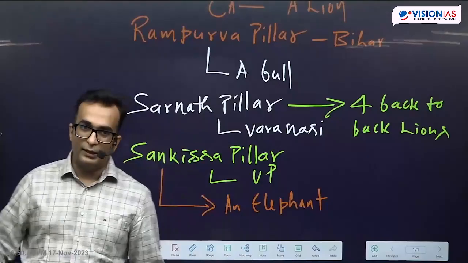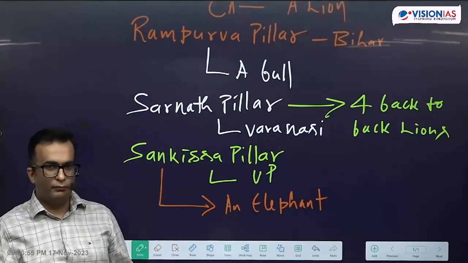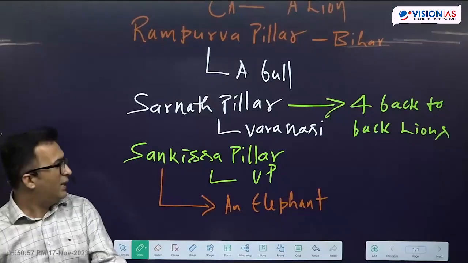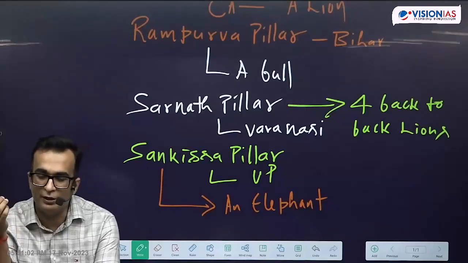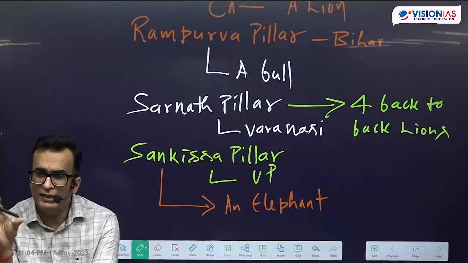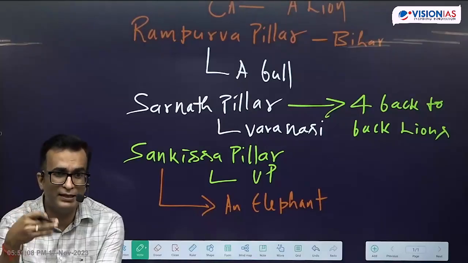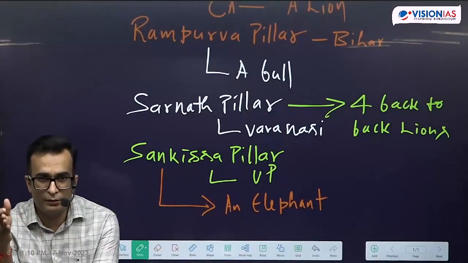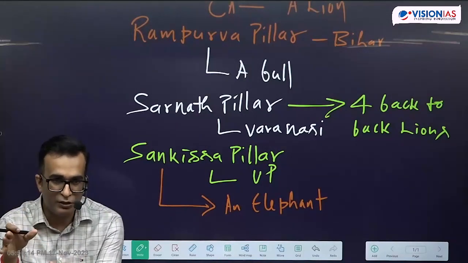So is an elephant. So now listen, one part: when we talk about the Sarnath pillar, there is something specific about it. What is specific? This particular pillar indicates one of the very important events in Buddhism, and that event is the Dharma Chakra Parivartan.